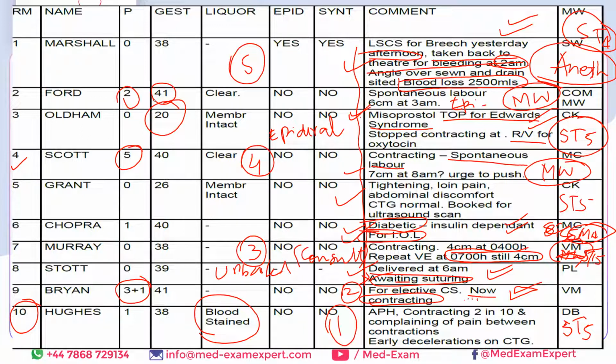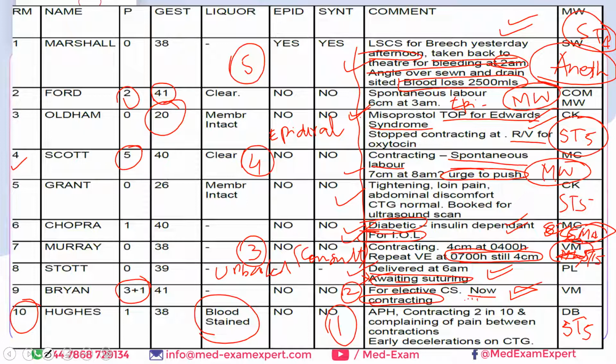Then I can see that in room number 4, she is a grand multipara. She is 40 weeks and she is in spontaneous labor, 7 centimeters at 8 o'clock. It means that was right before the time I took over, and she has an urge to push. So I will send the senior midwife to find out her current findings. She hasn't been on syntocinon, so why is there any urge to push? Then I will ask about the Bishop score, especially the presenting part. If the presenting part is high, I will ask her to be there and look at the CTG pattern as well. Then I will ask her to inform me if there is any untoward situation. Plus, I will inform my consultant about this woman as well.